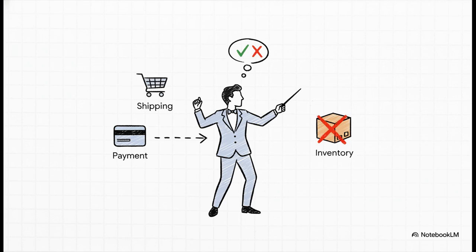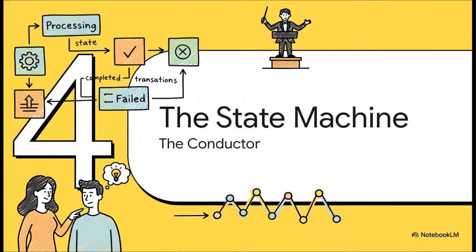You need that central conductor, that brain, that remembers the state of the entire process, what worked, what failed, so it can intelligently command those rollbacks when things go sideways. A simple stateless router just can't do that. It doesn't have the memory. So how do we actually build this conductor?